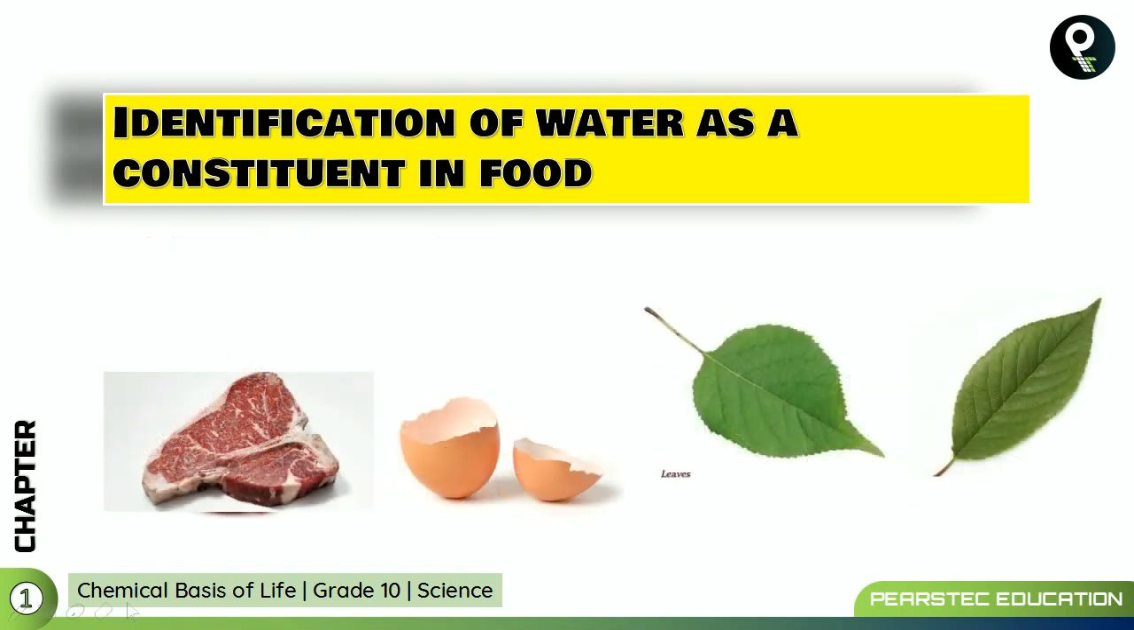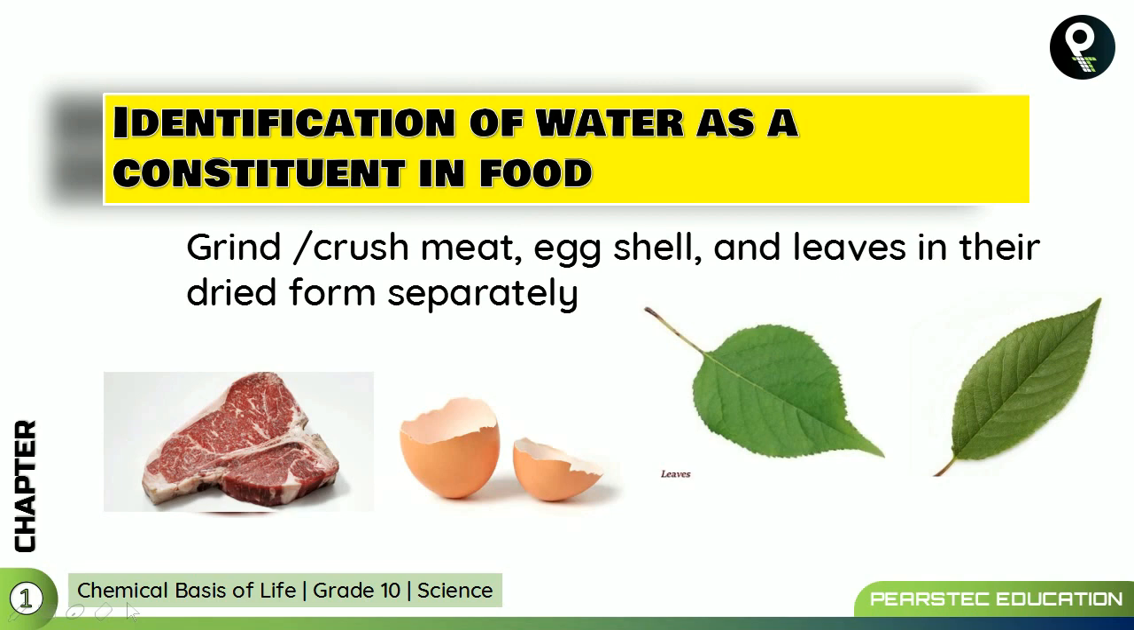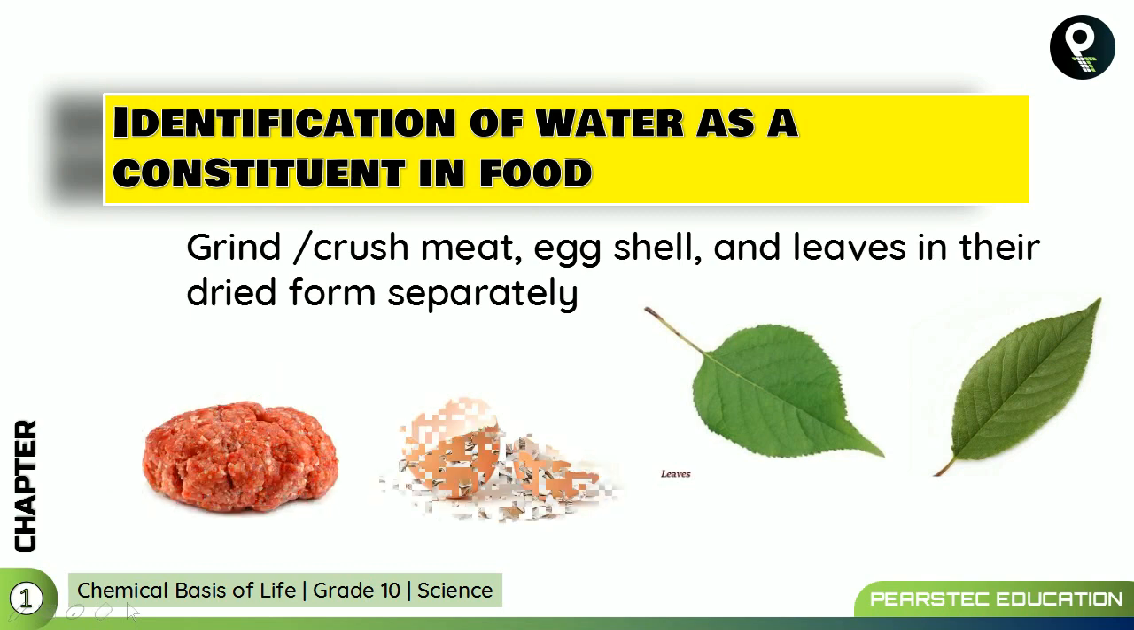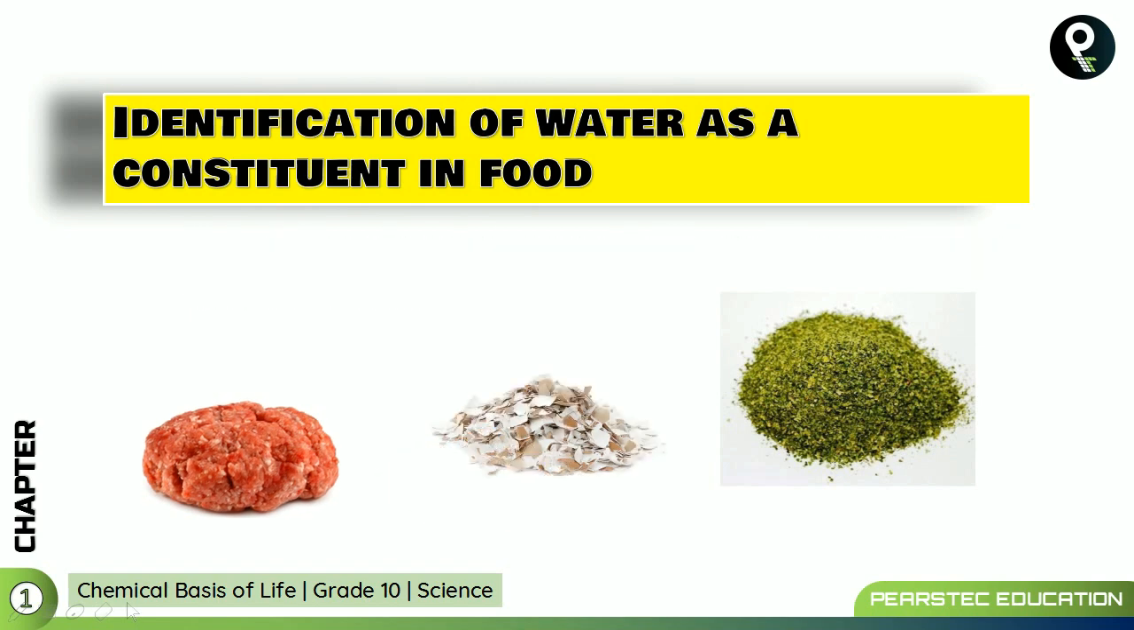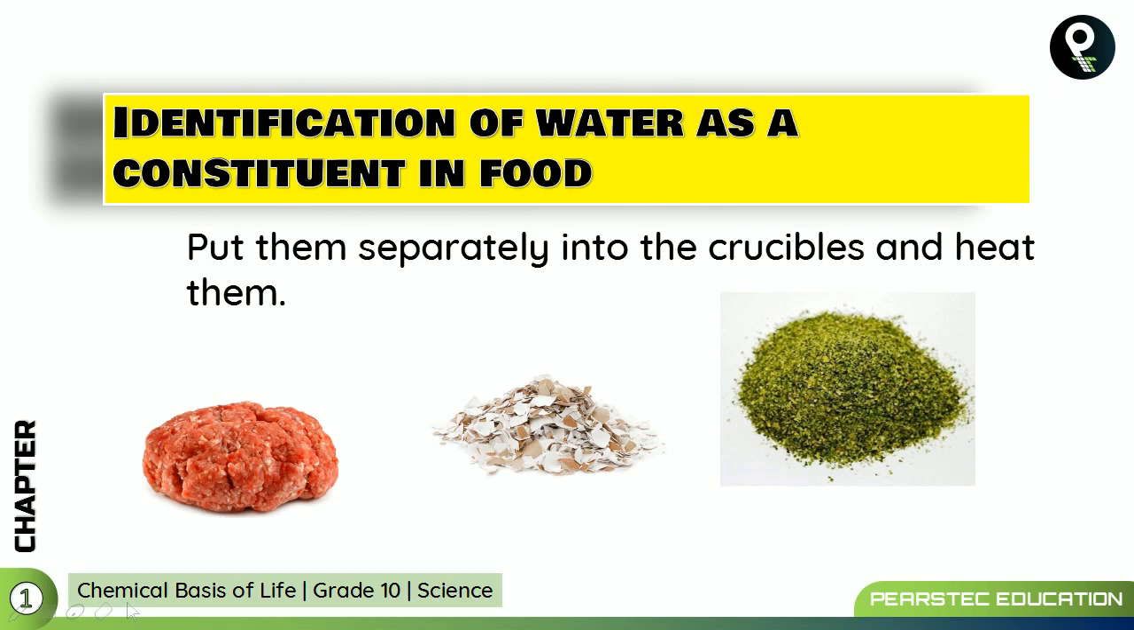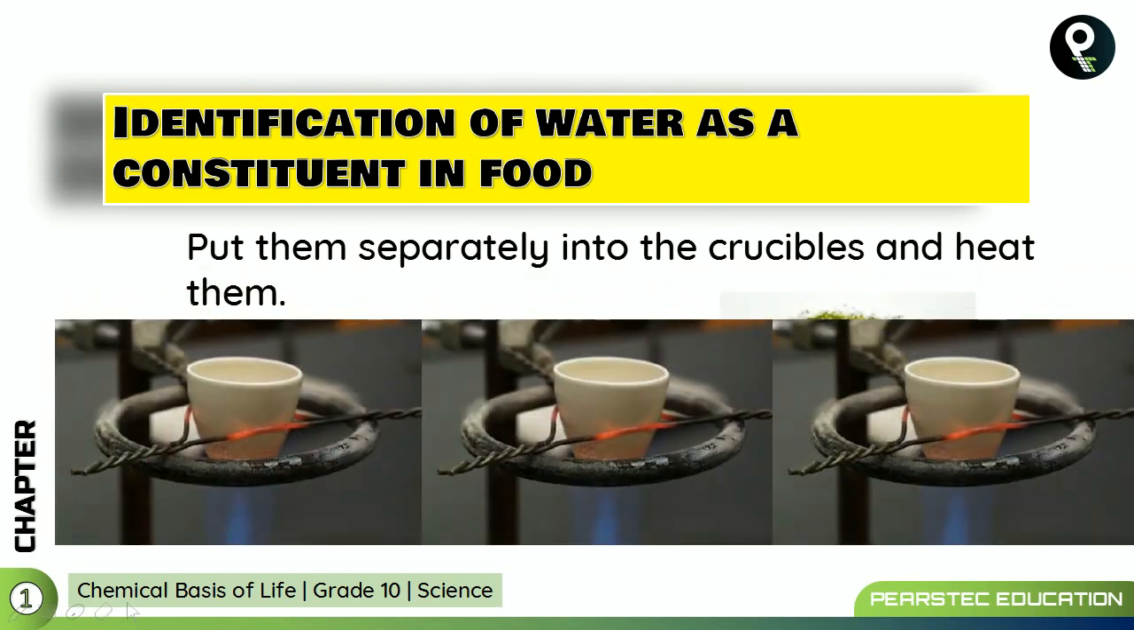The second step is to grind or crush the meat, eggshells, and leaves in their dried form separately. I crushed them in front of you. It is just like that. After that, put them separately into crucibles and heat them just like that. Now, in 3 different crucibles, the meat, eggshells, and leaves are getting heated.